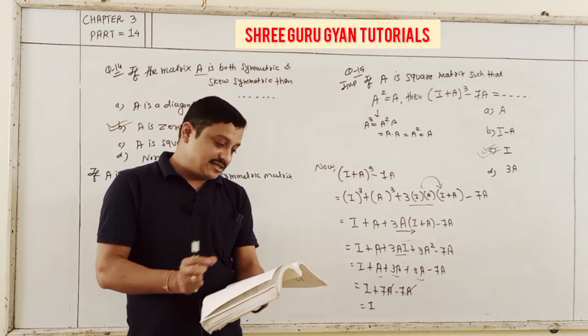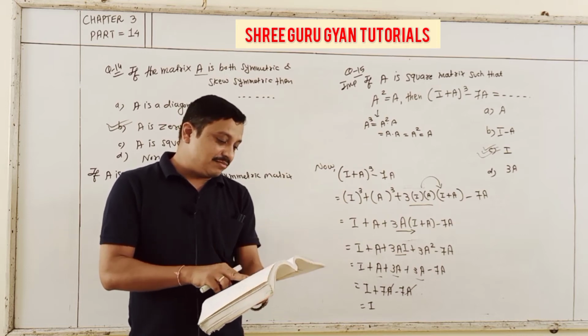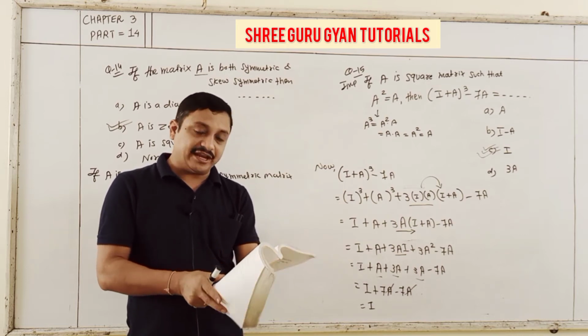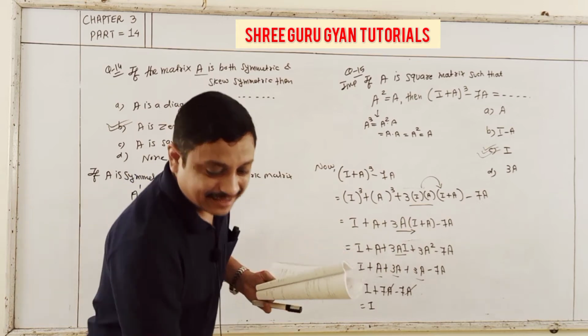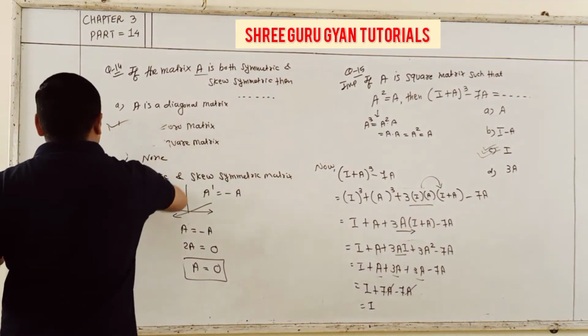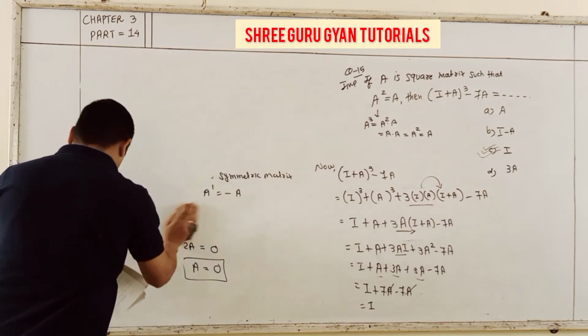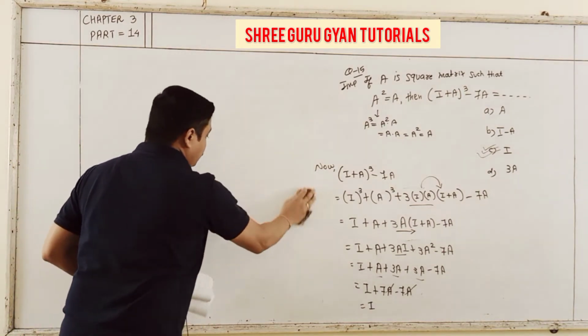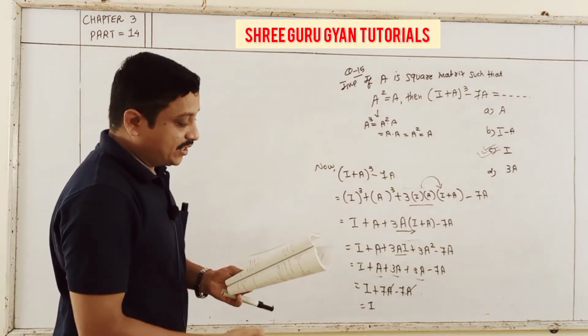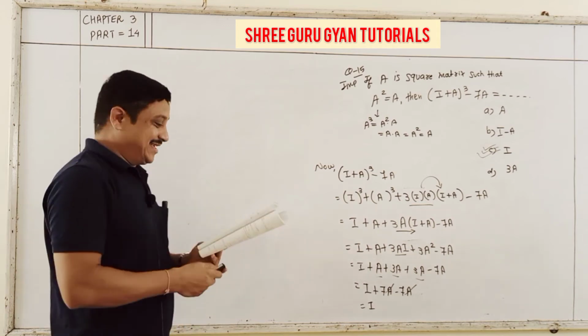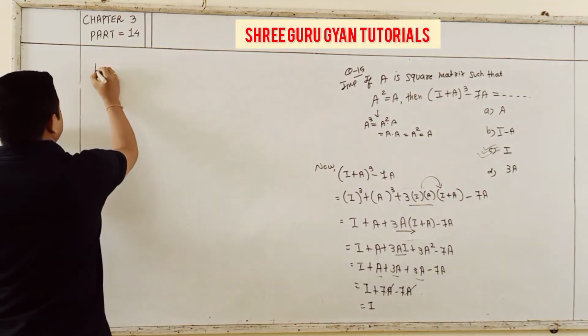Now I will start my miscellaneous examples 26, 27 and 28. Very easy. In the miscellaneous example 26, prove by PMI. Yes, it is a PMI asking.